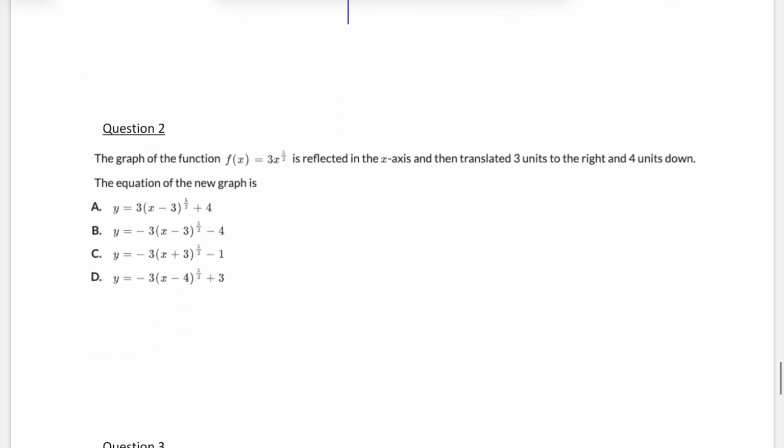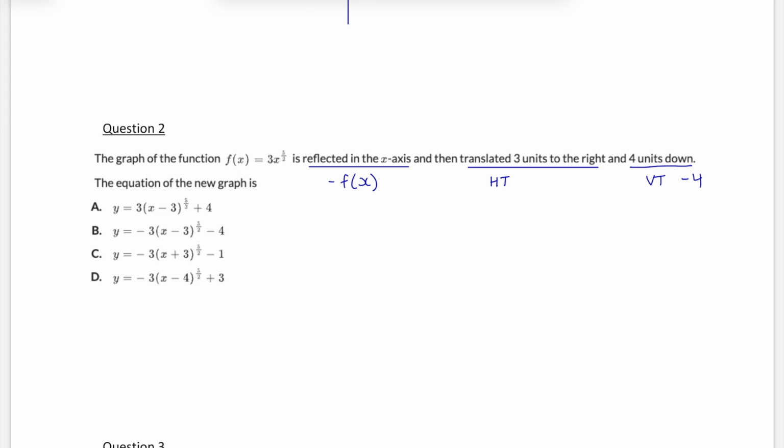Moving to question 2, we have the graph of this function, 3x to the power of 5 over 2. It's reflected in the x-axis. So here that means it is basically being flipped over the x-axis, so my y values are changing. Therefore, I have minus f of x. It's then translated 3 units to the right, so that's a horizontal translation. I'm going to leave that there for now because recall later that even though it's to the right, I'm actually having a notation that's the opposite. Then it's 4 units down, which is a vertical translation, so it'll be a minus 4.